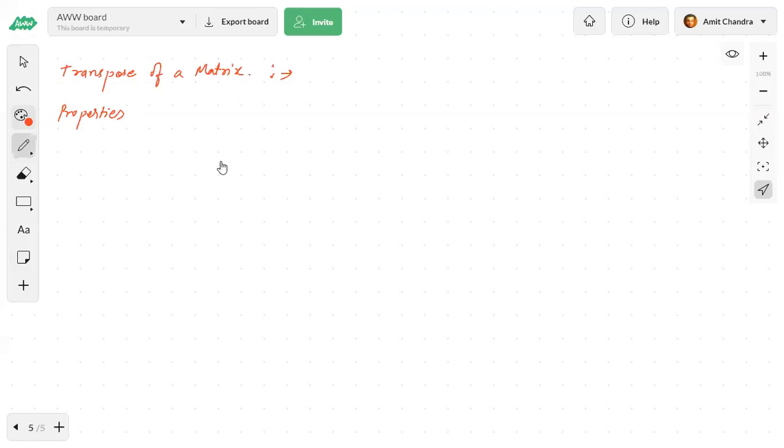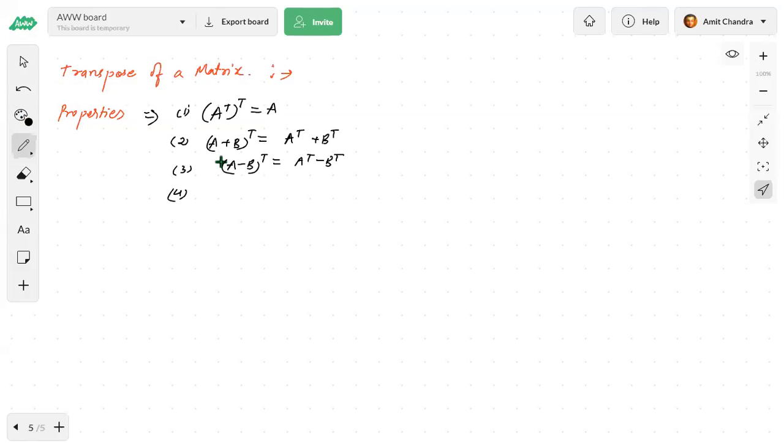Properties of transpose, very general properties. I will just write them because I think we have already done them. The transpose of the transpose of A will be A, first property. This we have already seen. Second property: the transpose of A plus B will be A transpose plus B transpose, right? Addition and addition will not have any difference. Third: the transpose of A minus B will also be equal to A transpose minus B transpose.